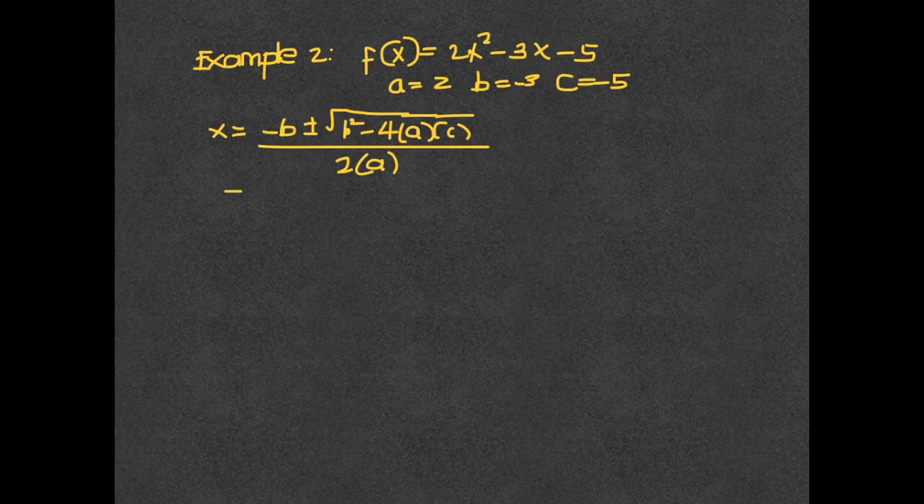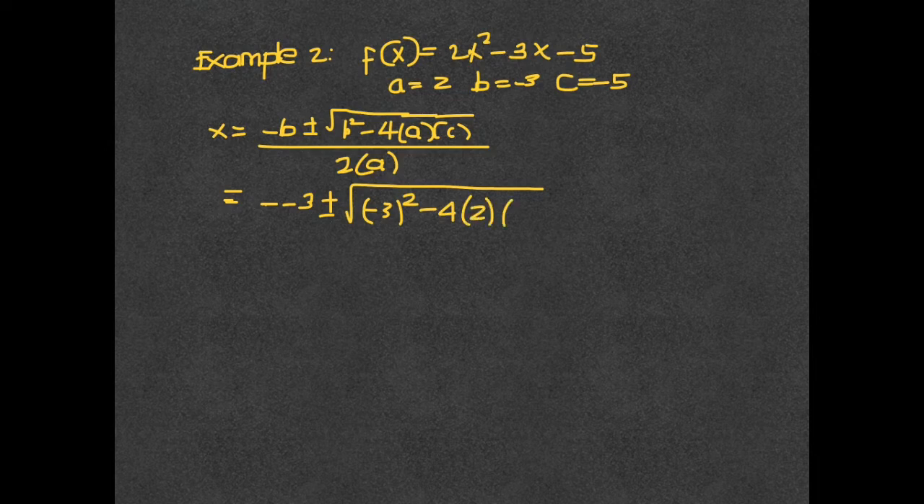Okay, let us then supply the values into our given formula. So we have b is negative 3, so it's the negative of negative 3, plus or minus the square root of b squared, that's negative 3 quantity squared, minus 4 times a, which is 2, times c, which is negative 5, all over 2 times 2. The value of a is 2. So let's now simplify this.